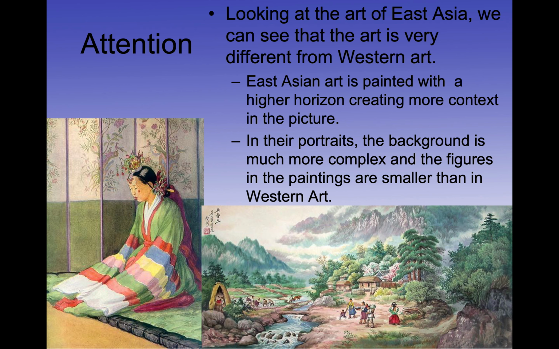And of course, that's the way they see things. So when they created art in the East, it was very much different from art in the West. Looking at the art of East Asia, we can see that the art is very different from Western art. East Asian art is painted with a higher horizon, creating more context in the picture. In their portraits, the background is much more complex, and the figures in the paintings are smaller than in Western art. And as you can see, we have tiny little people here, but we can see what's going on in the background.